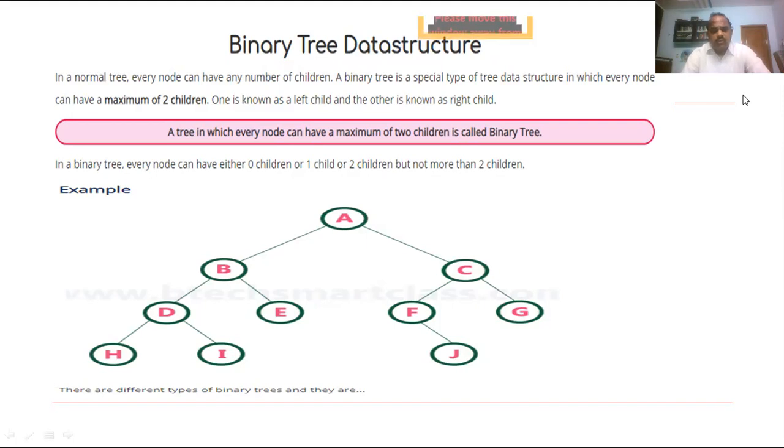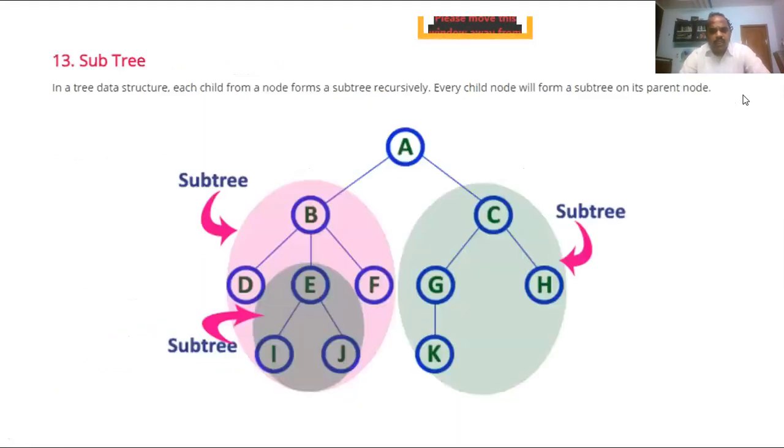There are two types of trees: one is the binary tree, another is the general tree. This is called a general tree. How many children do we have here? Three children, greater than two. So that is called a general tree. There is no limit on child nodes. How many children does B have? D, E, F. These three are the children of B. That's why this is called a general tree.